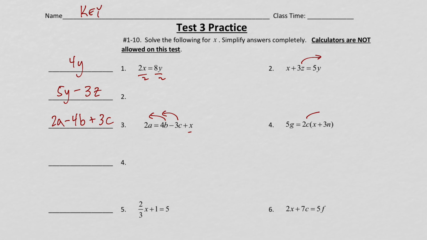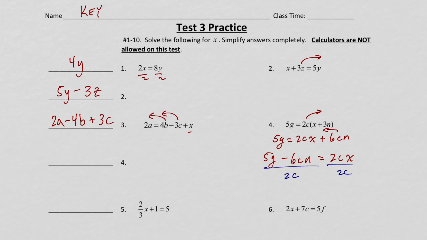First step is to eliminate my parentheses, so I'm going to distribute this, and I'll get 2cx plus 6cn. And then I'm going to isolate this term by moving this term over to the left, and it flips sign, so it becomes a negative 6cn. And then I'll divide each side by 2c.